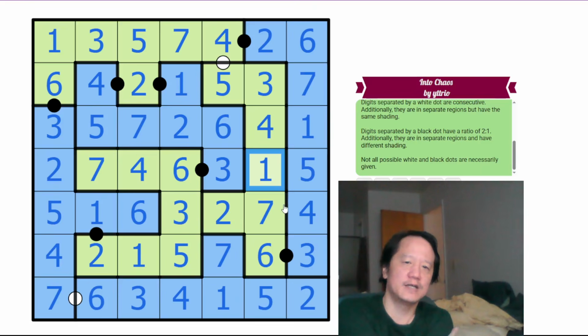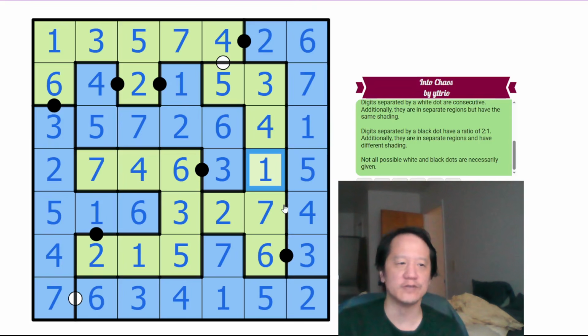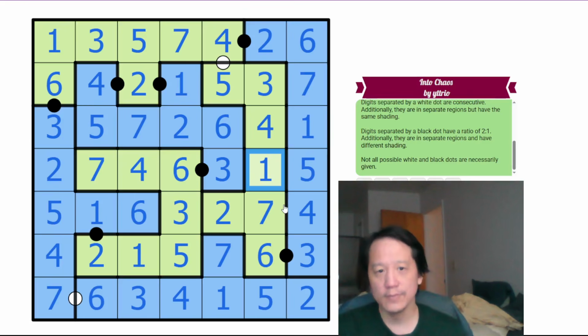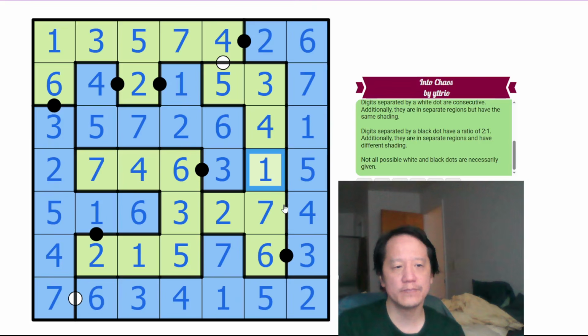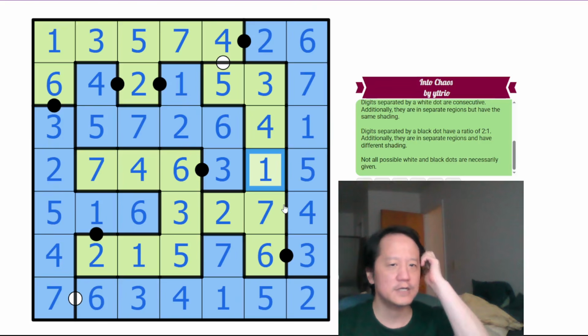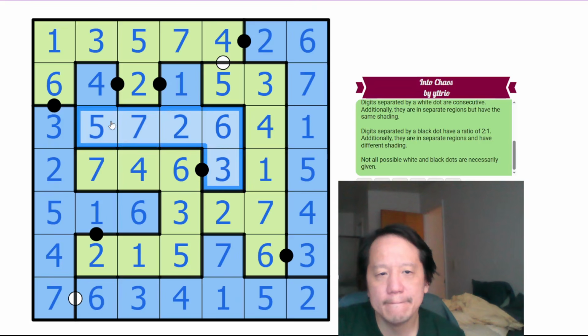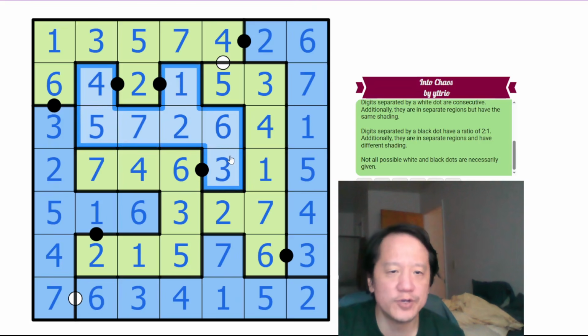Yep, not too bad, but that's because it's a 7x7 Sudoku, right? So, yeah, the chaos constructions, which are smaller, tend to be a little bit easier, because you don't have as many variables to handle. Yeah, overall, pretty interesting puzzle.